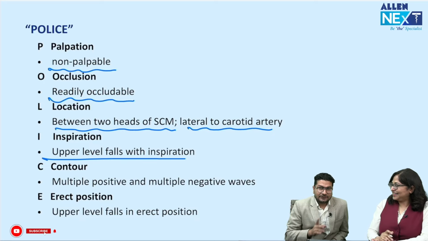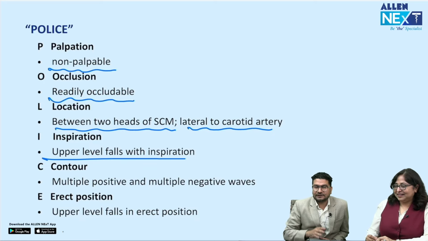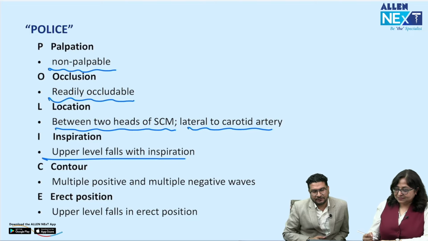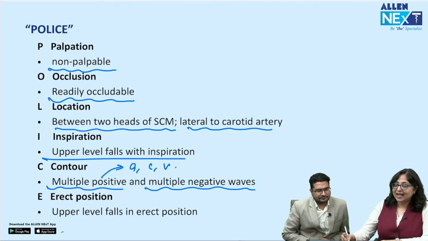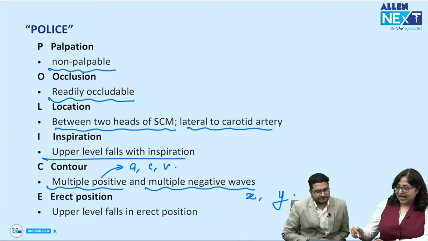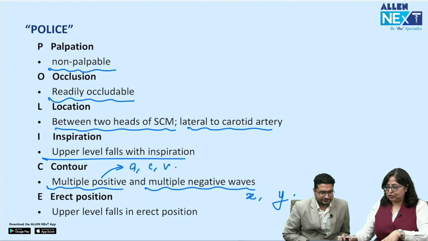Okay, guys, don't confuse this Kussmaul sign with Kussmaul breathing. Kussmaul breathing is separate. That is seen in acidosis, like lactic acidosis, diabetic ketoacidosis. This is Kussmaul sign. So there are multiple positive and multiple negative waves. Which are the positive waves? This is ACV, and multiple negative waves, the X descent and the Y descent. And I've already told you that the upper level falls in the erect posture.